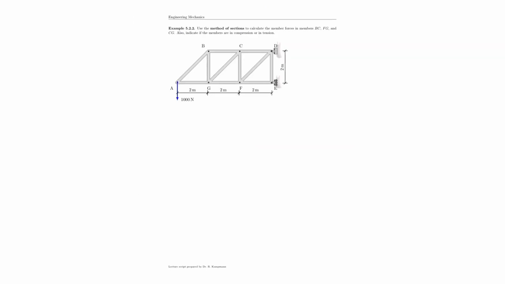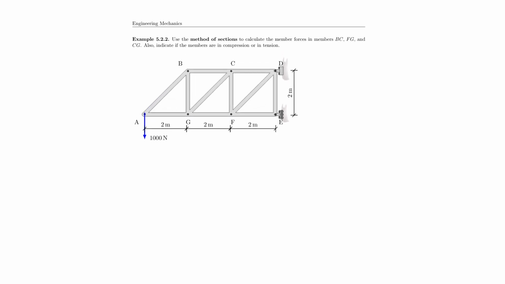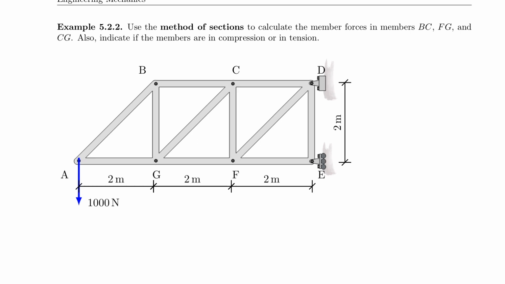So let's look at this problem, and as always, we read our problem first. So what is asked of us here is use the method of sections, that's very important, to calculate BC, FG, and CG. So first thing I should do is identify where those are located. So BC would be right here, then FG would be right here, and last but not least, CG would be right here.